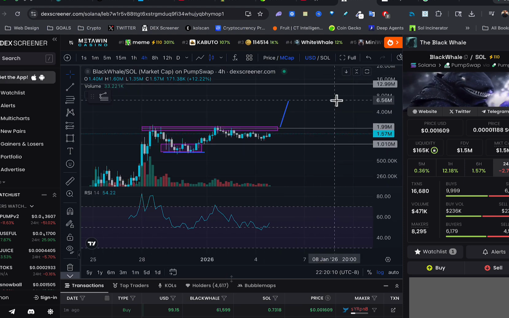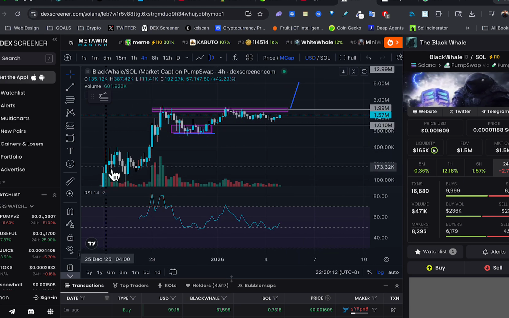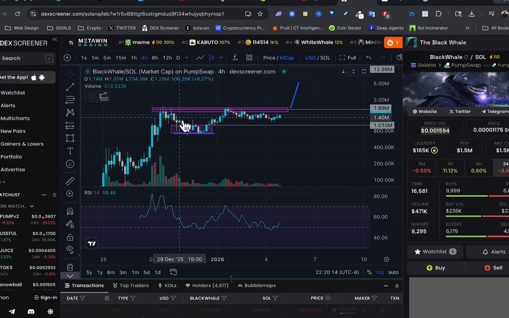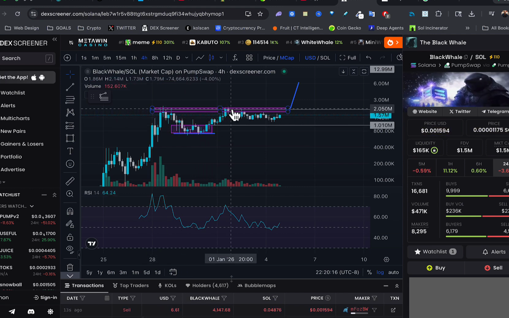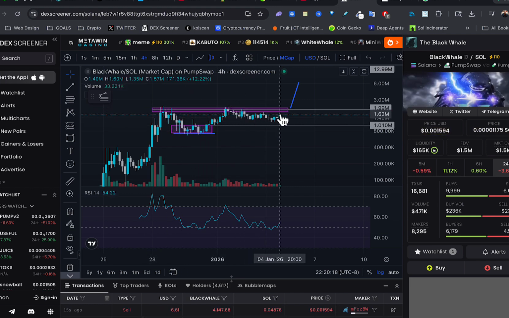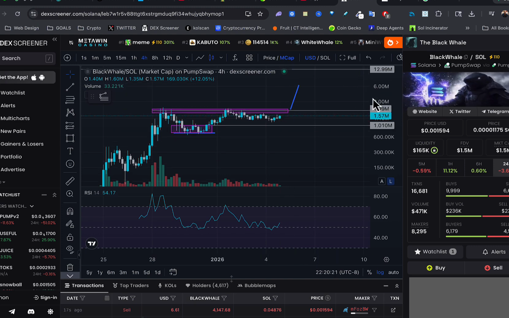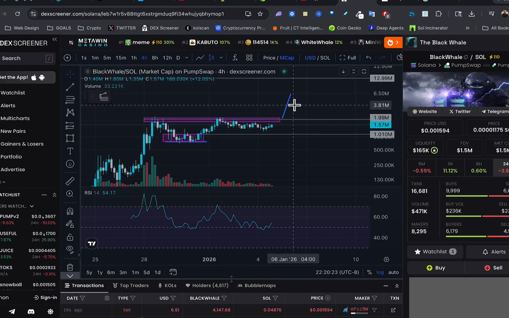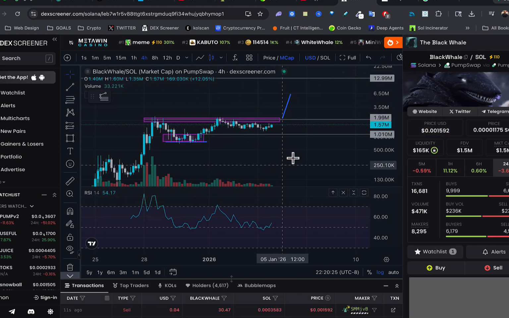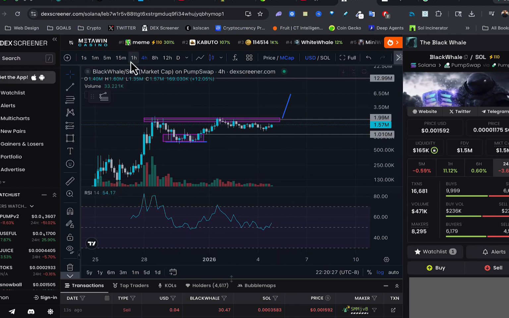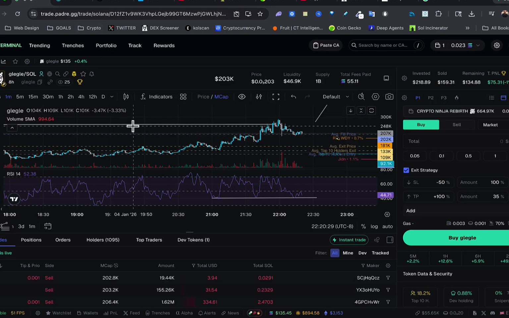The next move is going to be huge, because look, you had this huge pump, reaccumulation, right? And then look at more accumulation here, and then it's just going to rip if this plays out. I know most of the times it does, okay? So that's how you use the RSI on larger time frames. Let's go back to this trade and see what happened.